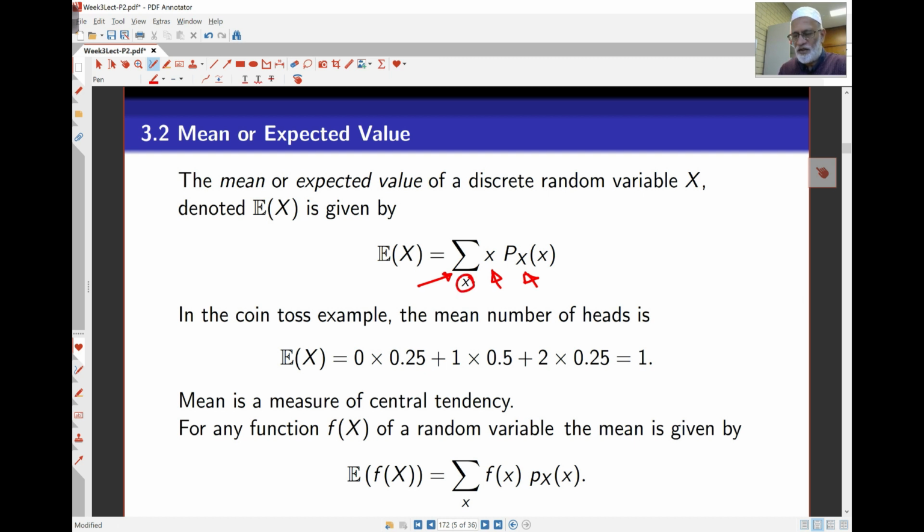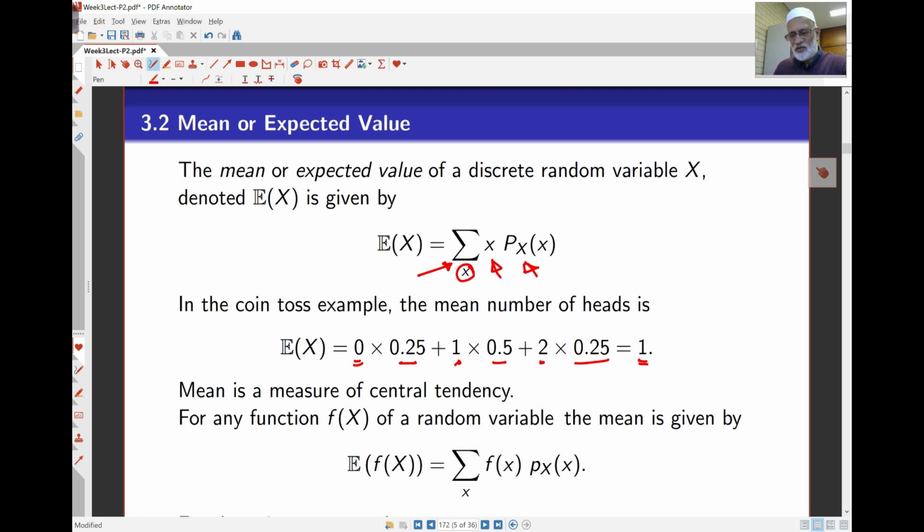For the coin tossing example, if I toss a coin twice, the value 0 has probability 0.25, the value 1 has probability 0.5, the value 2 has probability 0.25. If I work them all out, I get 1. In other words, if I toss a coin twice, I expect to get 1 head. Given that the probability of heads is a half, if I toss the coin twice, half of them should be heads on average, and that makes sense, so I get the average as 1.